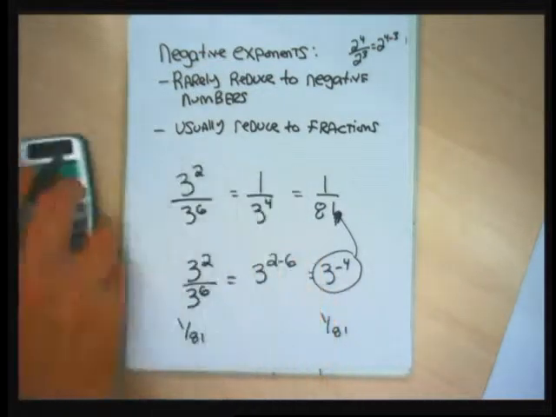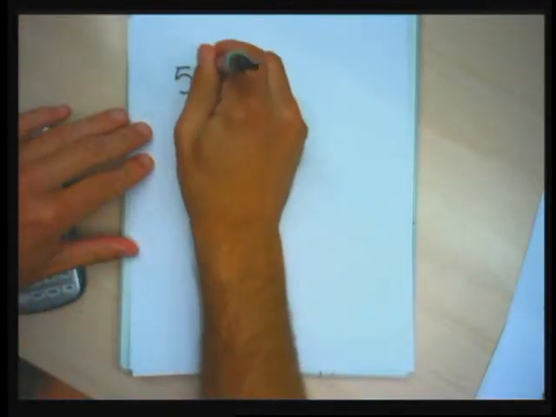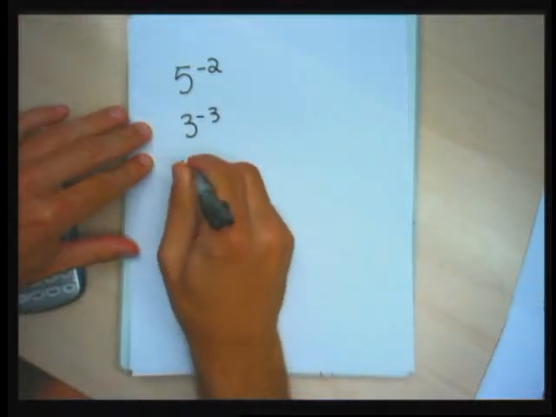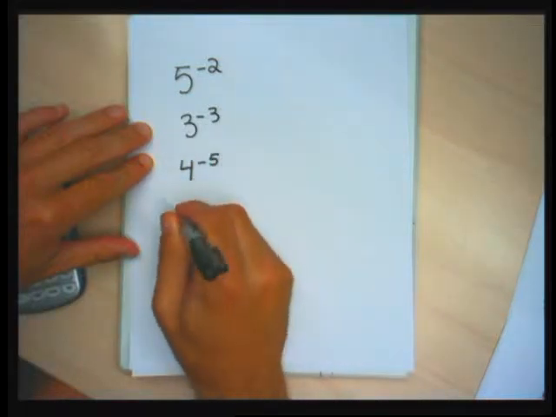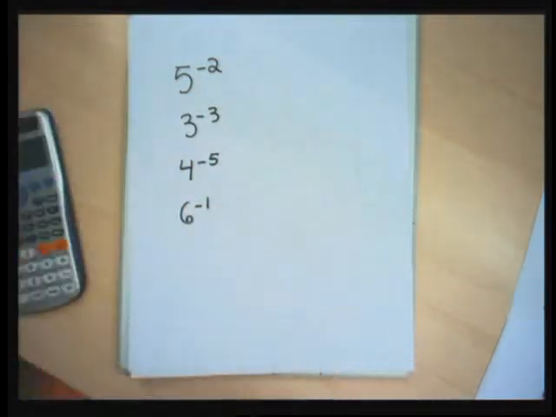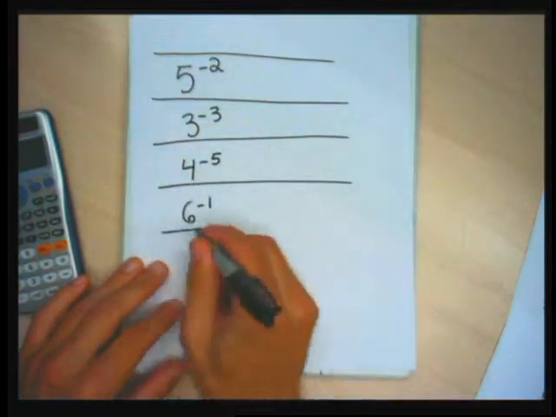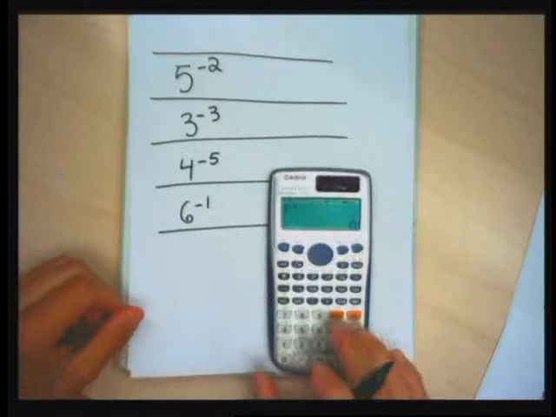So I'm going to write a handful of base problems down with negative exponents just to get you used to the big rule for negative exponents. I'm going to write down 5 to the negative 2, 3 to the negative 3, 4 to the negative 5, and 6 to the negative 1. Each one of these problems has a negative exponent, and if I reduced each one of these on my calculator, I'm not going to get a negative number for any one of them. So let me do all my calculator first, and then I'll show you how to do them without your calculator.